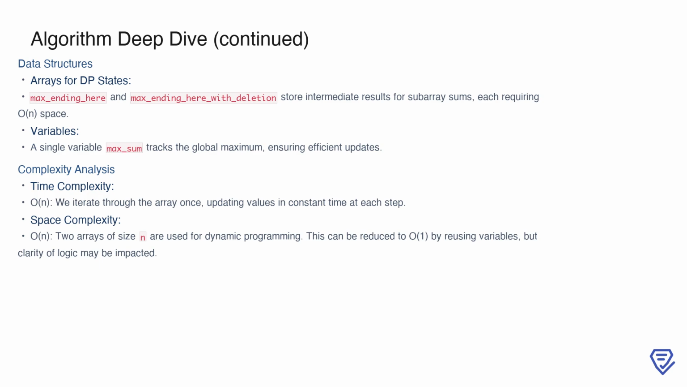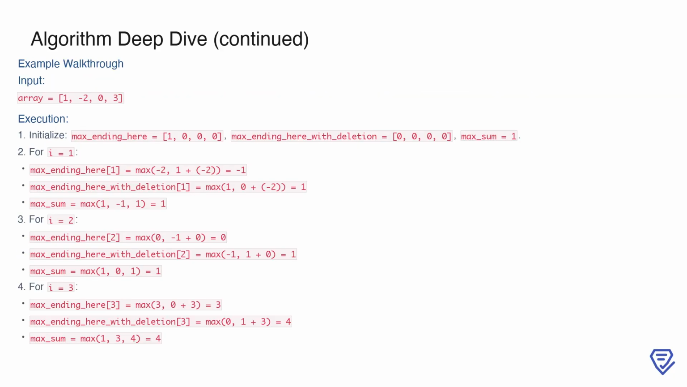While the space complexity is O(n), due to the two arrays, it is possible to optimize this to O(1) by reusing variables, though this might come at the cost of reduced clarity in the logic. To better understand the algorithm, let's walk through an example with the input array 1, -2, 0, 3.